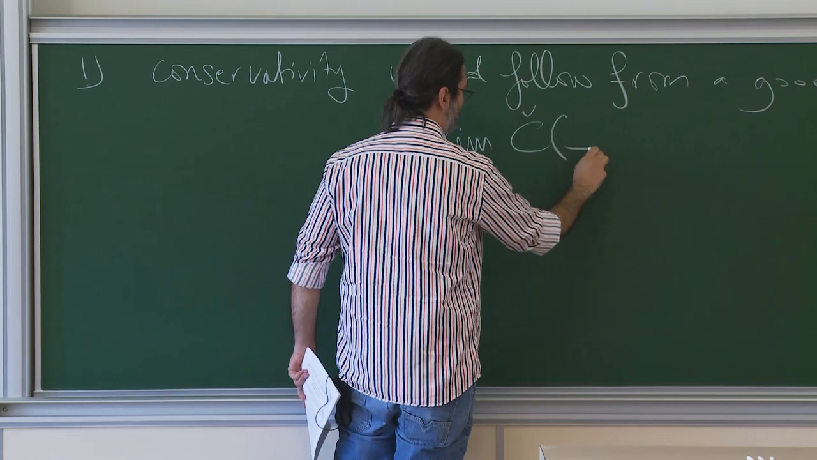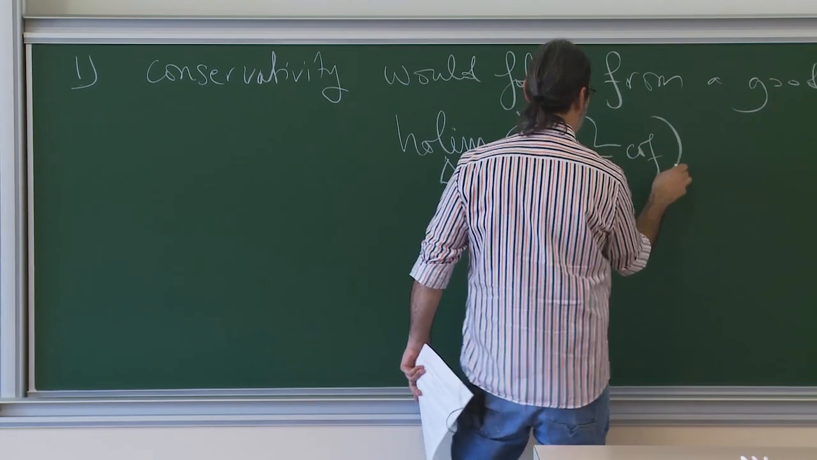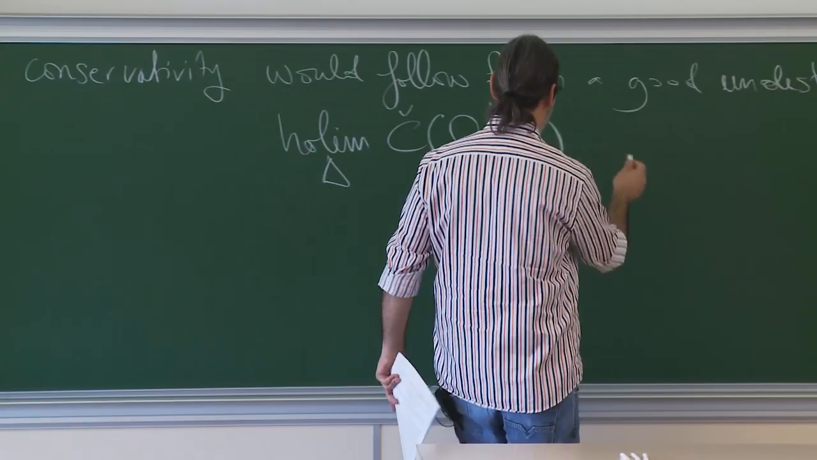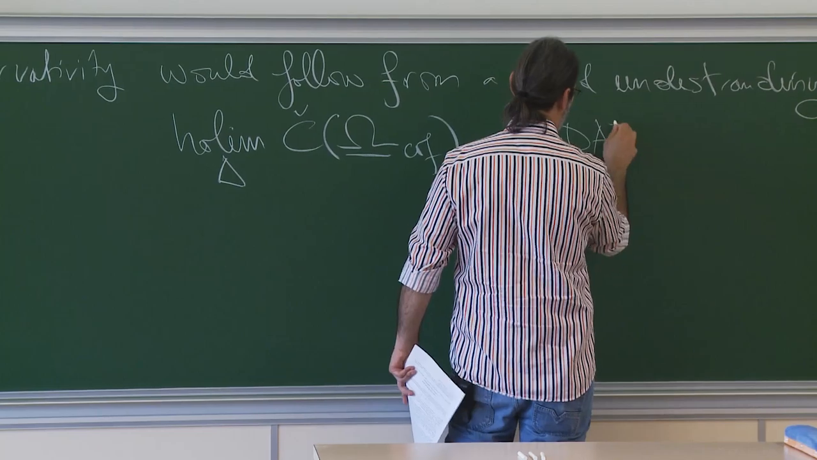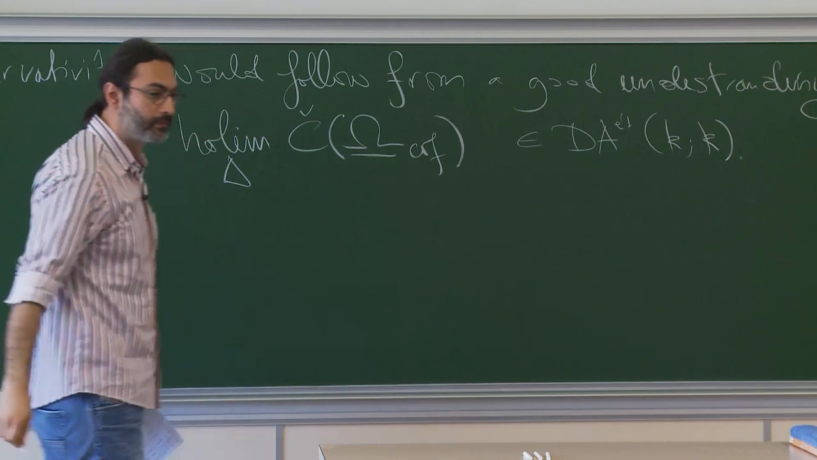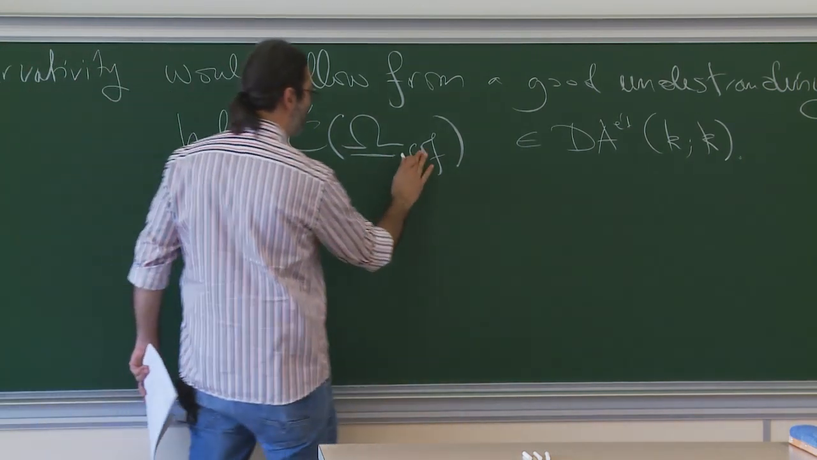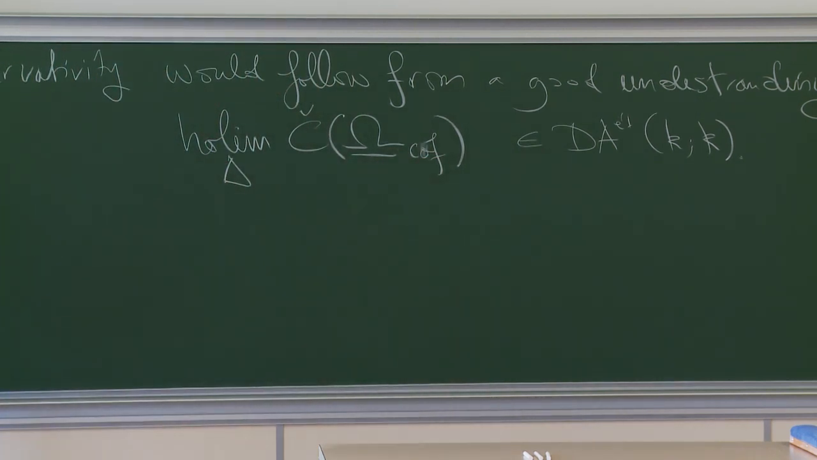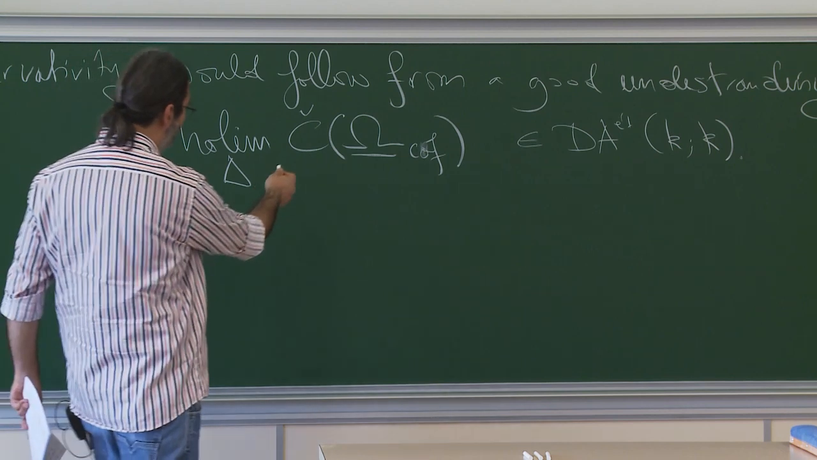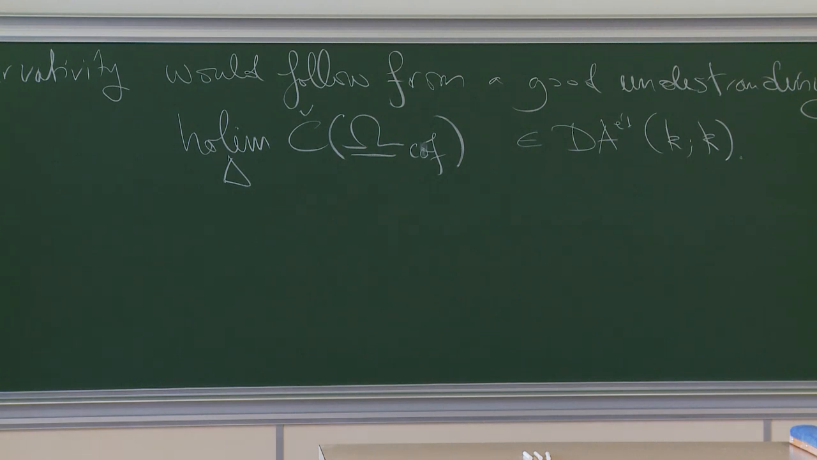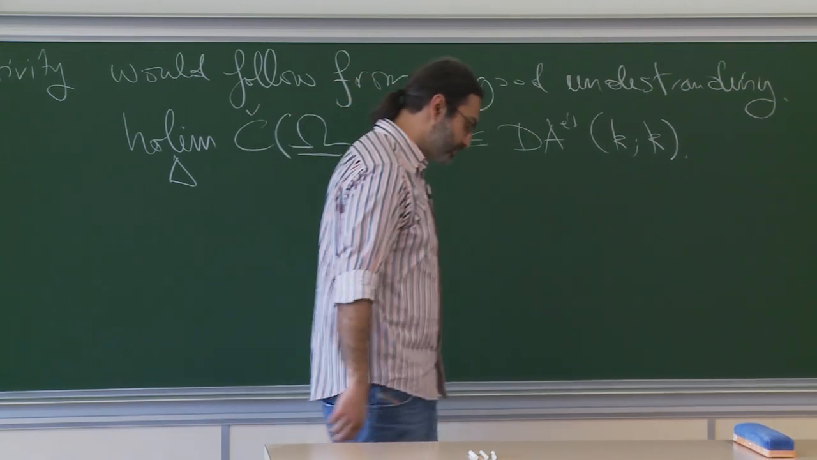So this lives in, and naturally with coefficient in K. What does COF mean? Cofibrant replacement. So it's like taking a projective resolution of something. Because this involves a tensor product operation, we had better have some cofibrant object instead. So this conservativity would follow from understanding this object.